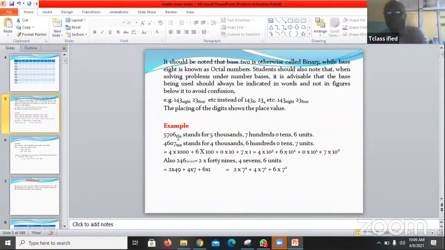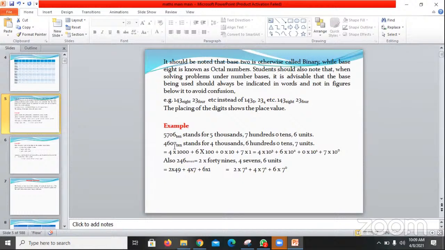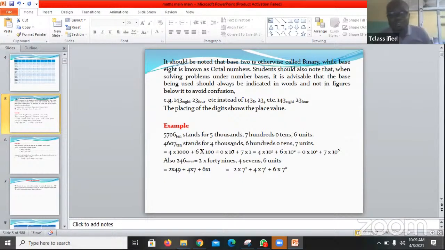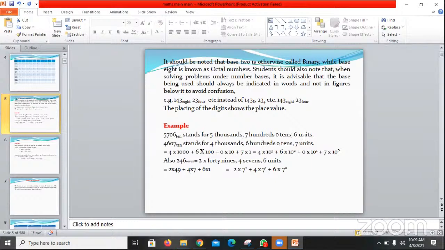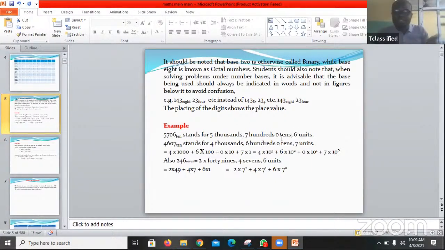But we're going to look at another way of counting, which is in base 7. So I want you to also explain to me what that means. For this 4607 to base 10, the 4 now stands for 4,000. The 6 here stands for 600. The 0 here stands for 0 tens. And the 7 here stands for 7 units. So you have to understand how it moves. Depending on the number of digits that you have, it starts from units up to tens to hundreds to thousands if you're considering base 10. But let's take an example now. Here we are considering base 7.